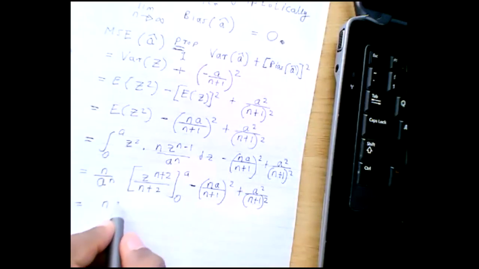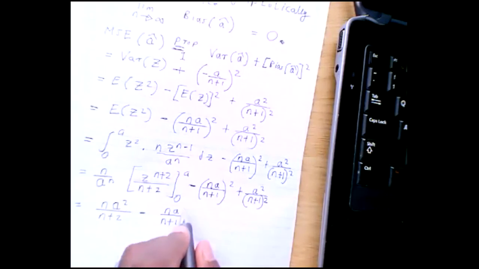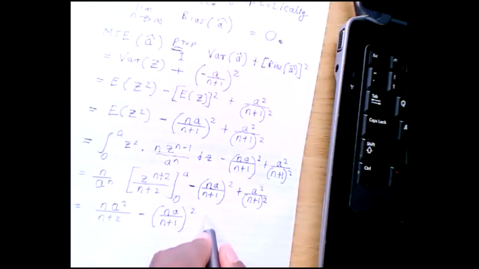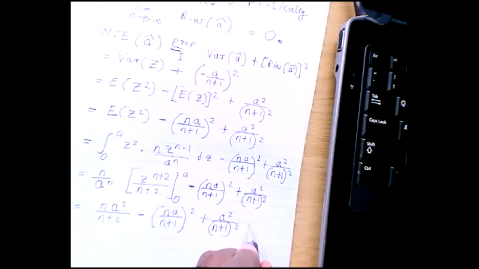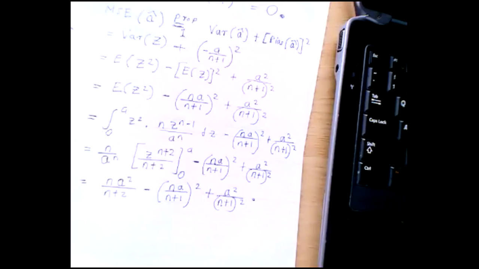If you take the limits and then simplify, this is what you will get: n A squared divided by n plus 2 minus the rest. All right, so this is the MSE. I know it looks a little bit complicated, but it's really not. You can simplify it further if you like.